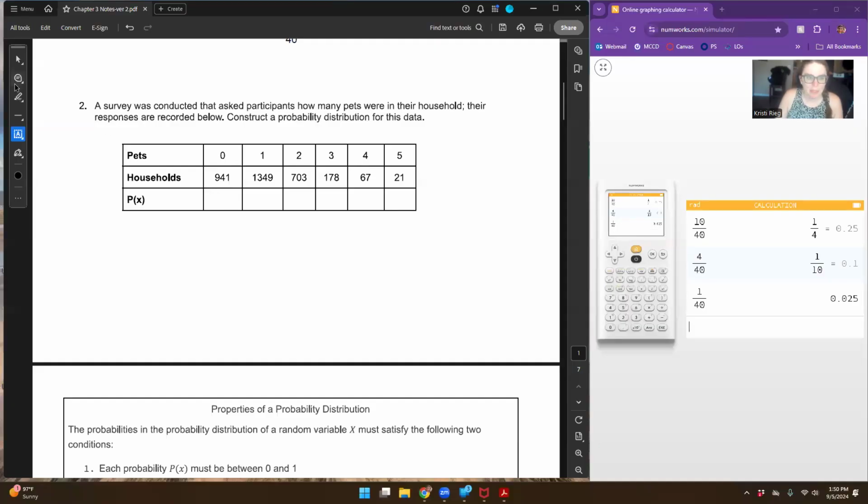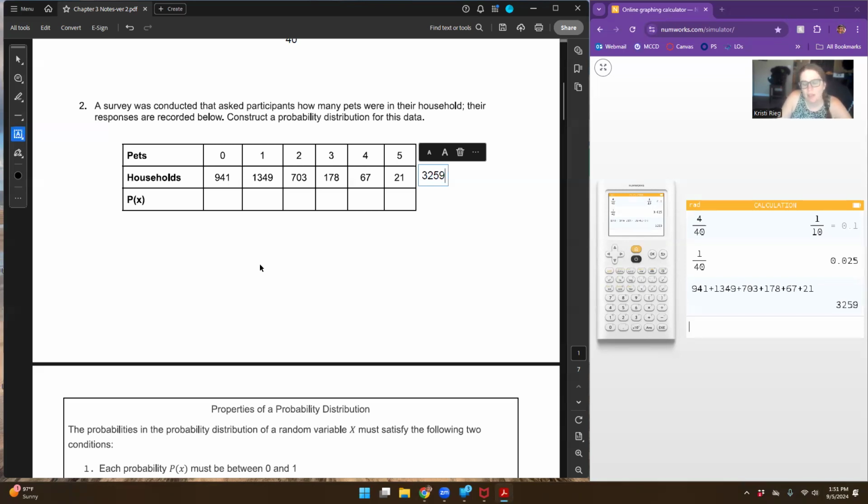I'm just having fun with buttons today, aren't I? I'll stop clicking. Okay, so here we have this problem. I first have to add everything up. So I'm going to go to my calculator: 941 plus 1349 plus 703 plus 178 plus 67 plus 21. And so I have 3,259. I just like to write the total at the end so we know.